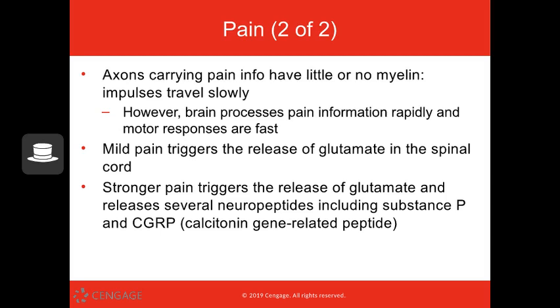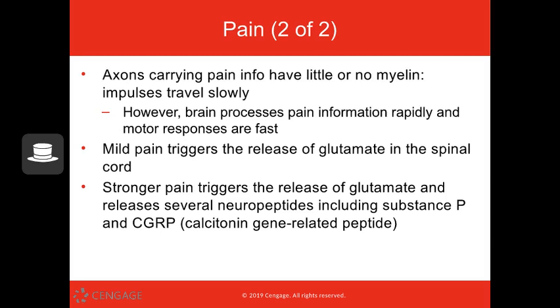Mild pain will trigger the release of glutamate in the spinal cord. Stronger pain is going to trigger the release of glutamate and is going to release several neuropeptides, including substance P and CGRP. So that's the calcitonin gene related peptide. So if you remember, glutamate is a neurotransmitter, right? The effect on the synapses and surrounding cells is very quick, but neuropeptides are going to have much more long lasting effects.